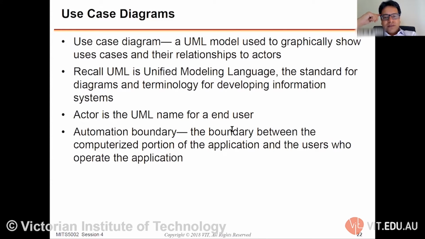UML is the standard for diagrams and terminologies for developing information systems, which we discussed a bit in the previous lecture. The actor in UML is the name for the end user. The automated boundary is a boundary between the computerized portion of the application and the user who operates the application. When you create a diagram and attach the actor to a functionality or a process, that means that actor can do only that specific part or function.